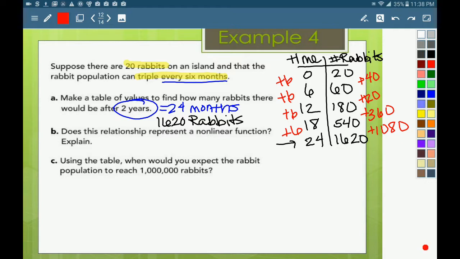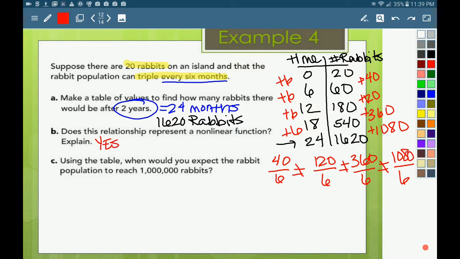So I can clearly see that these numbers are not the same. Remember, output over input for your rate of change: 40 over 6 does not equal 120 over 6, does not equal 360 over 6, does not equal 1080 over 6. If you were to type these 4 ratios in your calculator, you would not get the same decimal. So since they are not equal to each other, we can say yes, because the rate of change is not constant. So we're saying yes to it being nonlinear. It's not the same each time.